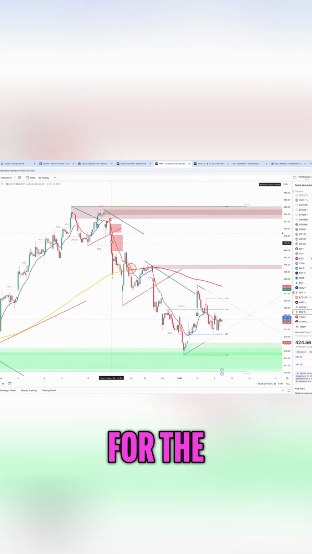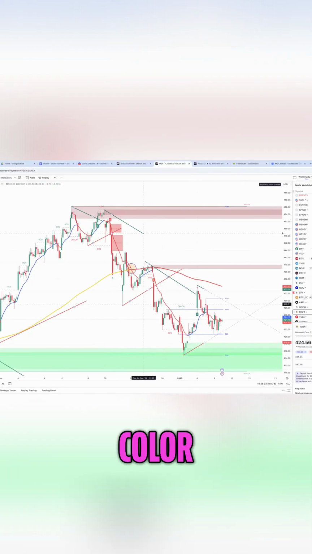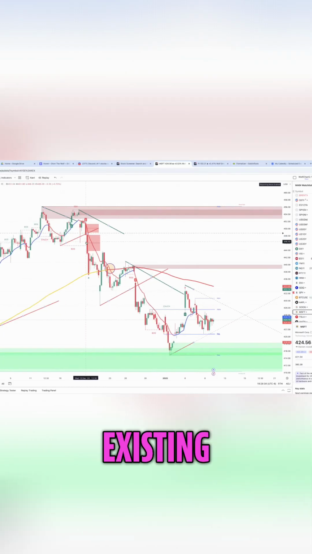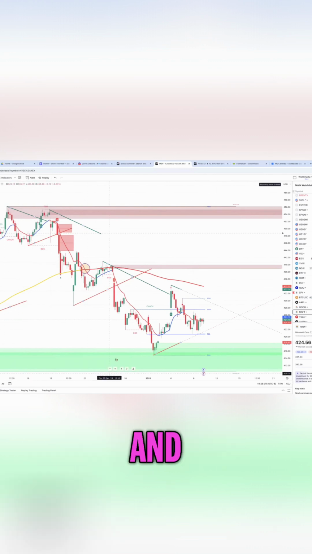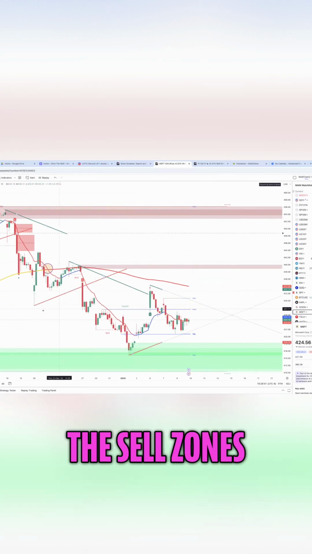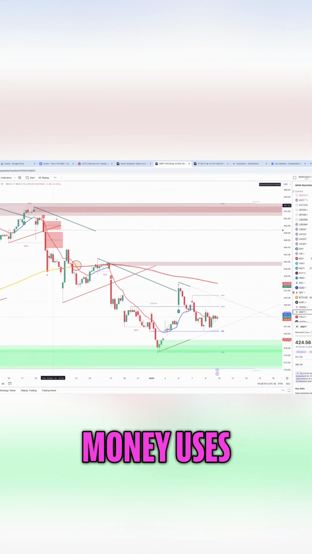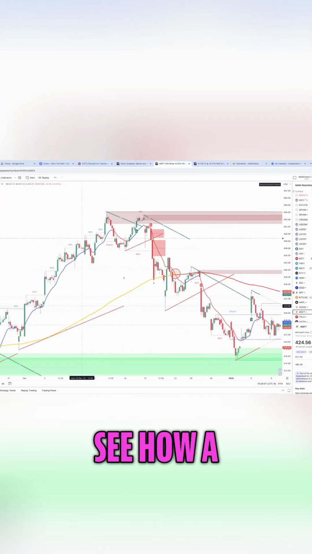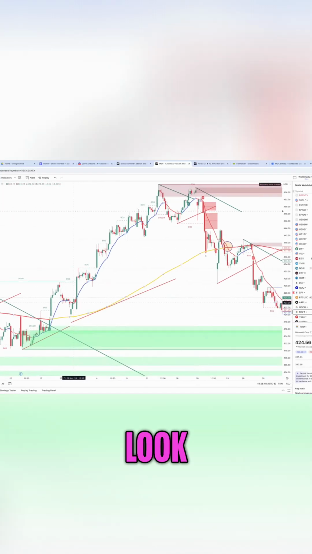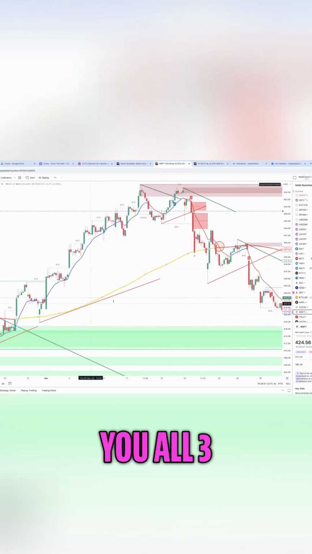so I wrote code for the moving averages to change color, but I integrated it in with an existing TradingView indicator that shows us our order blocks and the institutional buy zones and sell zones and things like that that smart money uses when they're trading. So now we can see how a trade setup would look, and I'm gonna show you all three levels of the confirmation.